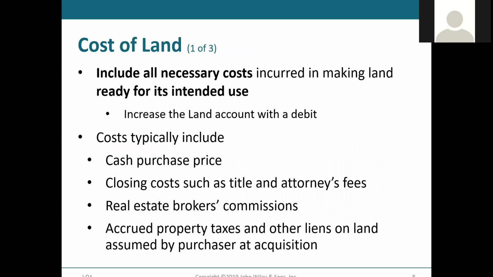Cost of land. Land might cost you $1 million, but there are a lot of other costs that get piled on top of that. And that's the point they're trying to make here. You buy land for $1 million, you're going to have a title search. There'll be attorney's fees. There'll be real estate brokers. You're going to have to pick up the property taxes that are due at that exact point in time, any liens on the property. All that might add up not to $1 million, which is just the land, but it might be $1.3 million, in which case you would debit land for the $1.3 million.